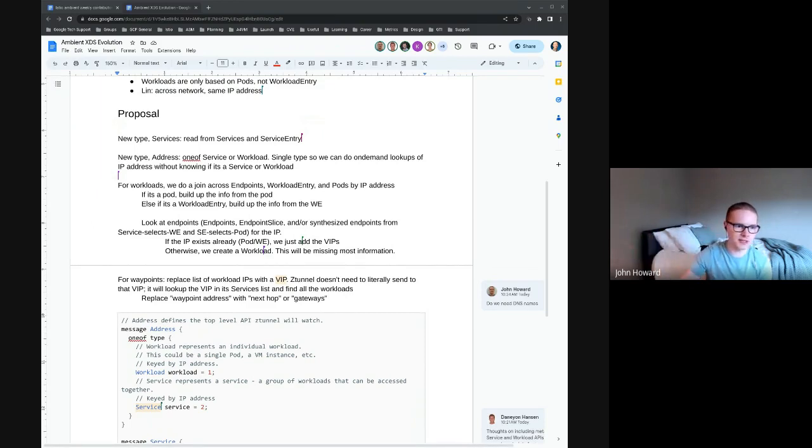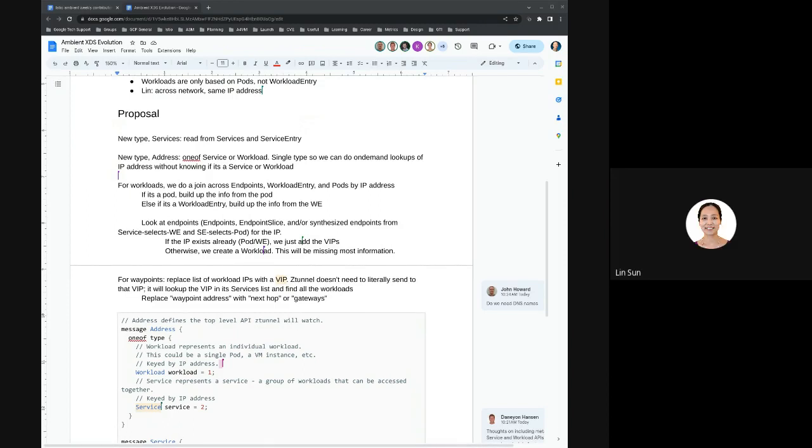In the distant future, potentially we could use this API for routing in the waypoint as well if we find a way to do that and it's useful. But today we still use the old, just LDS, RDS, etc. for routing in waypoint. So I'm not proposing here that we use this for routing in Envoy, but I don't think this makes it any worse if we were to do that in the future. Okay, thanks for the clarification.